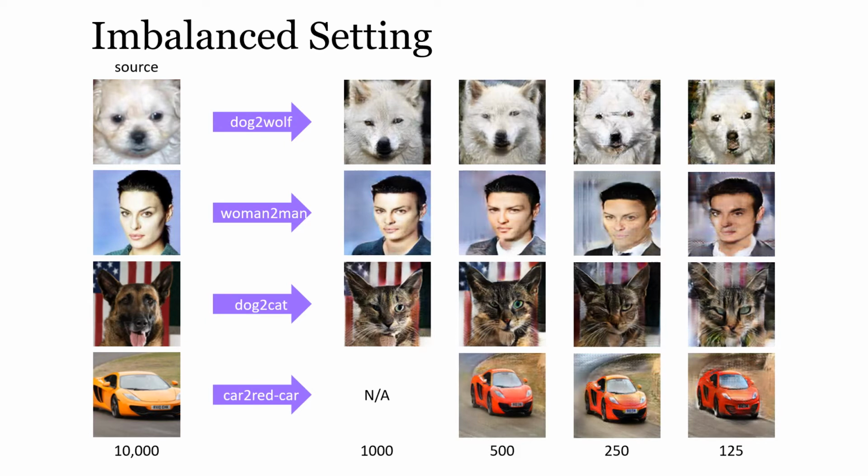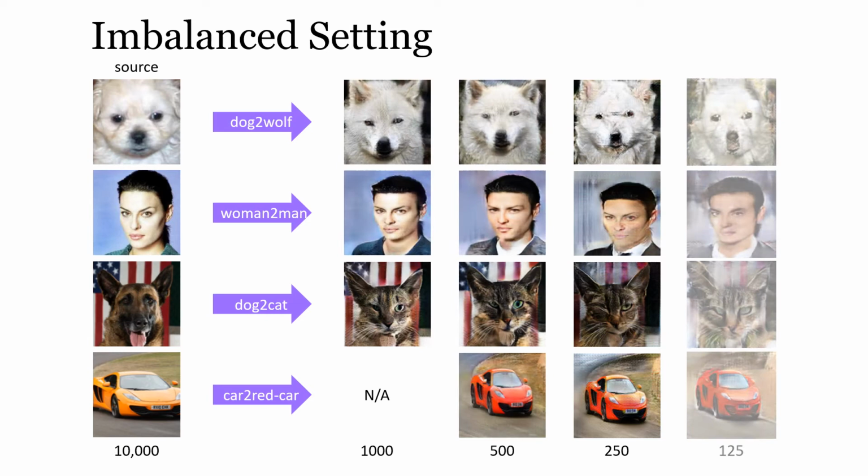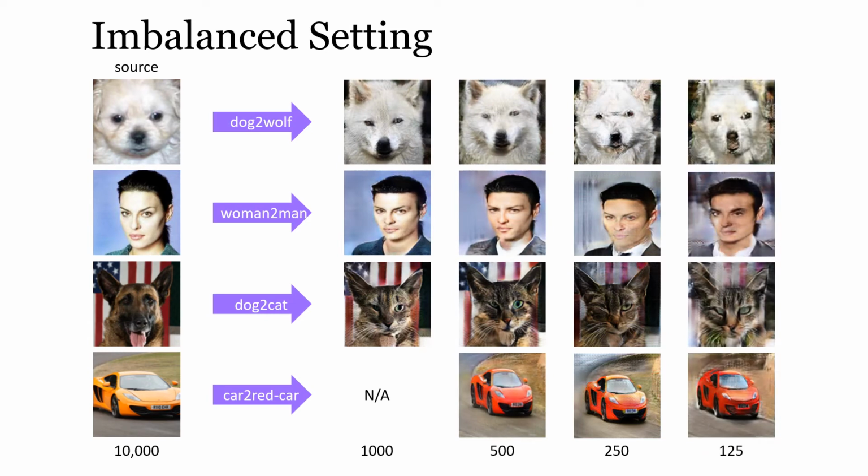In this example, we see images that were generated by CycleGAN that were trained on 10,000 source domain images and a decreasing number of target domain images, from 1,000 down to 125. The quality of the images drops as we decrease the size of the target domain.